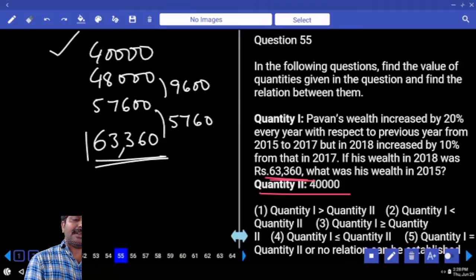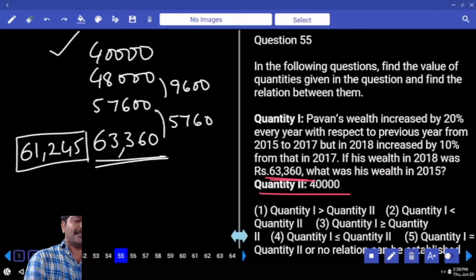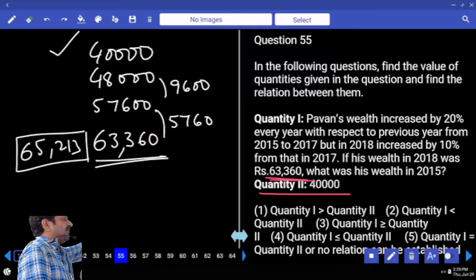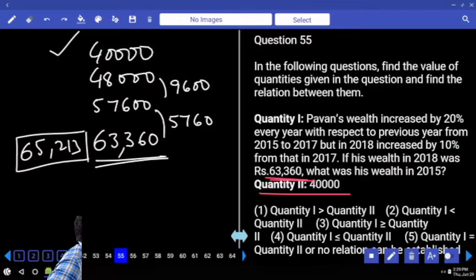Suppose the value here is, for example, 61,000 something. That means our required number is 61,245 when we started with 40,000. But the number given in the question is more than 61,245. That means the initial value must be more than 40,000. Understood? Suppose our obtained value is 65,000 something when we start with 40,000, but the number in the question is less than that. Hence the initial value must be less than 40,000. That's what we were verifying.